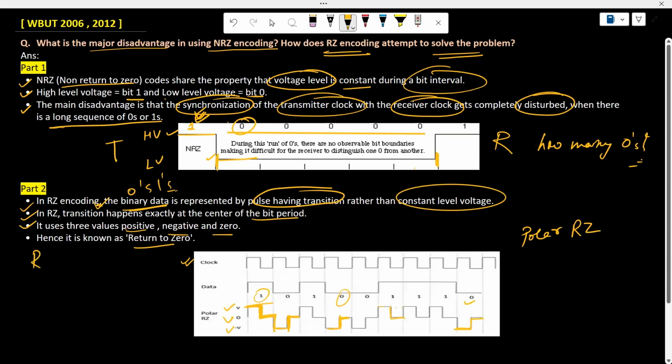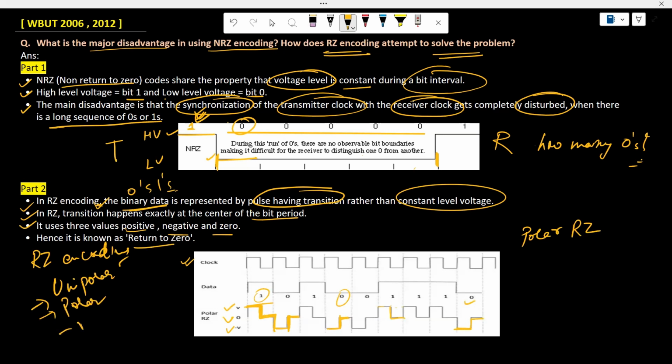There are 3 types of RZ encoding: unipolar. If you want, you can write this point also: polar and bipolar.